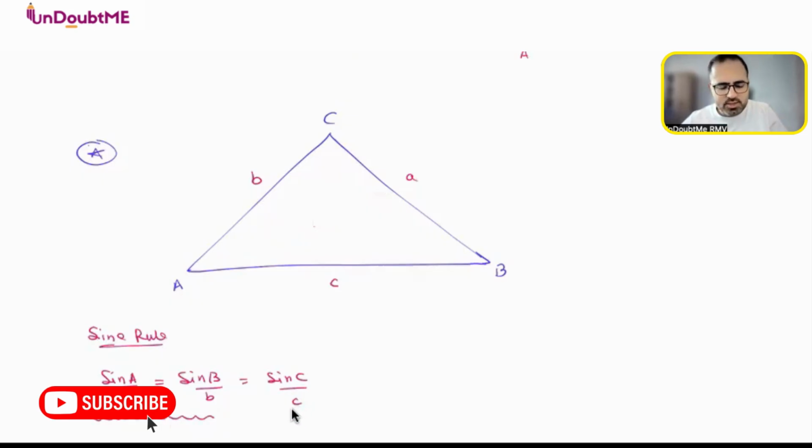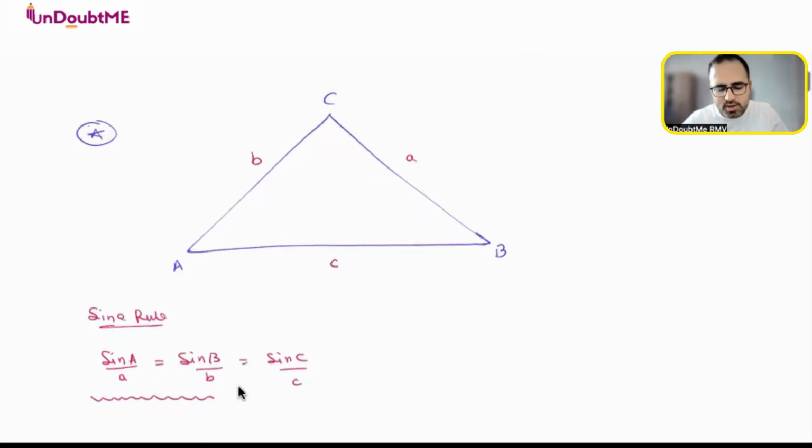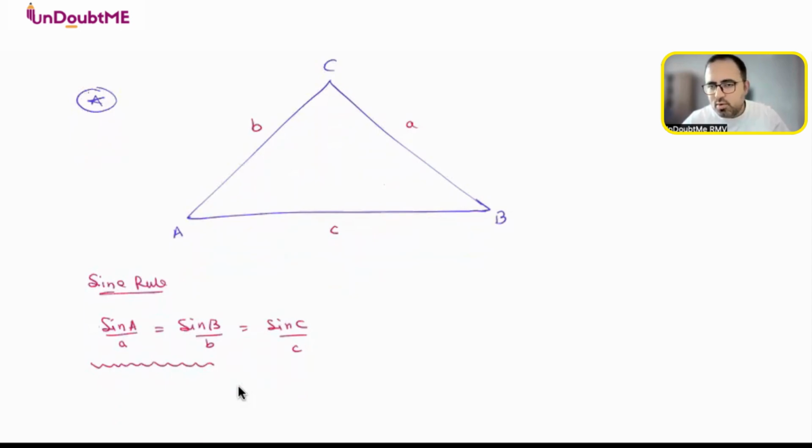One more thing, just try to understand that these A, B, C are symbolic. If you get P, Q, R, that is also the same. If you get any other names, it will not change the concept. So don't consider that A, B, C are fixed every time. It will depend on the question. So the sine rule is this.